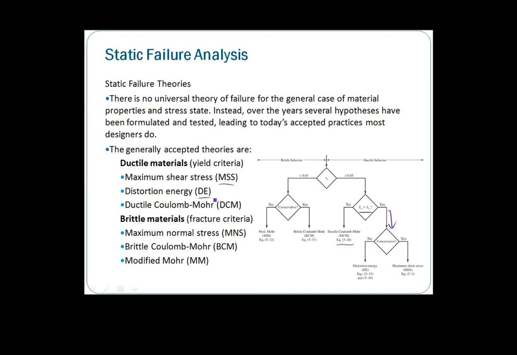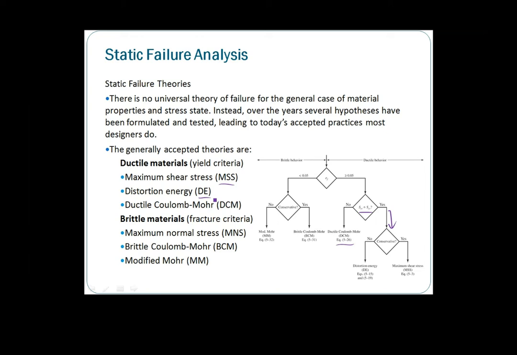Then if the strengths are different, with different strength in tension and compression, you have to use Coulomb-Mohr. These Coulomb-Mohr theories also apply to brittle materials, so you can use them. Under brittle materials, we have the maximum normal stress, MNS, then we have the brittle Coulomb-Mohr, and we have the modified Mohr.